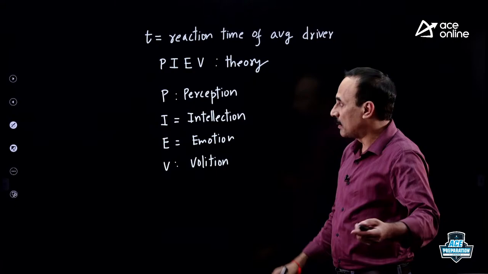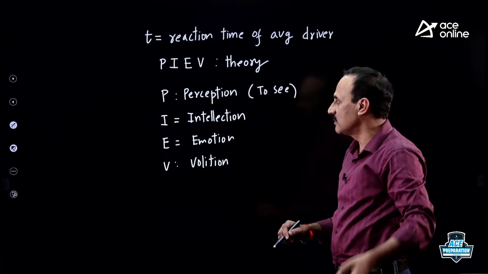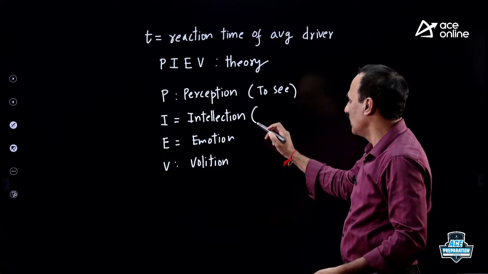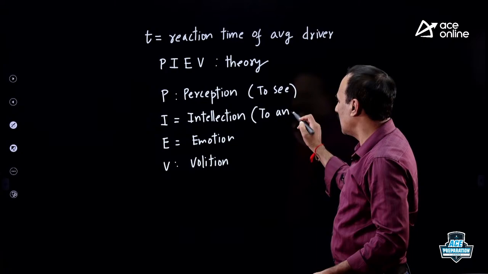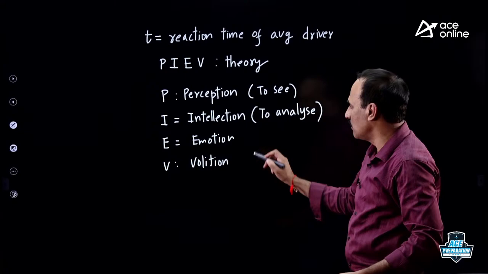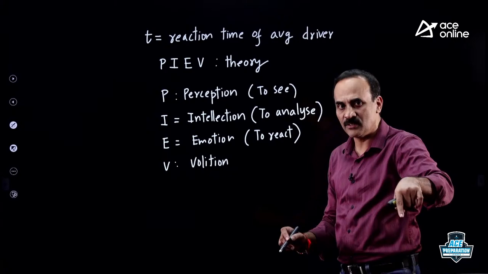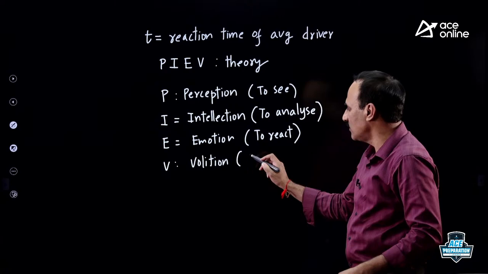Perception is to see. The driver's eyes will see the obstruction and send the signal to the brain, saying that, "Hey, you see something is there on the road." The brain analyzes what exactly happening on the road. That analyzing time, we call it as intellection time. So, intellection is to analyze. After analyzing, brain come to a conclusion that I should stop. That coming to conclusion is nothing but emotion. Emotion is to react, react for the problem on the road. And then, it sends the signal to the legs or hands, saying that, "You apply the brake, you press the brake, you operate the brake." Volition is application, to apply.